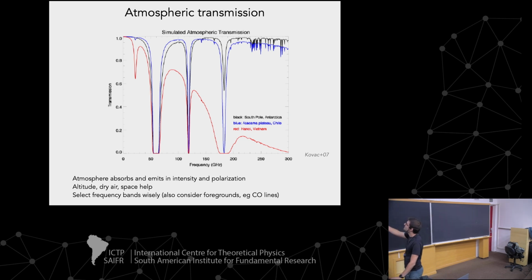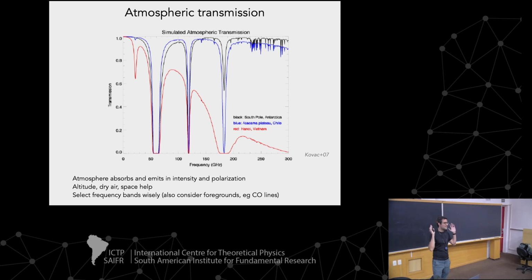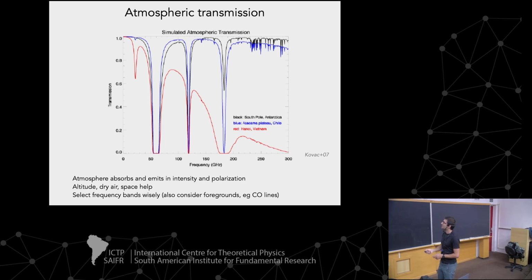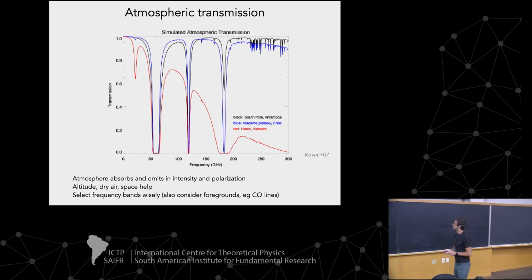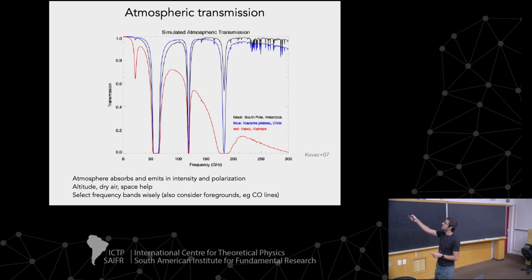What you want in this plot is the transmission as close to 1 as possible, so that as much of the CMB light as possible can go through the atmosphere and reach you. And you can see that when you go from somewhere on the ground to somewhere at high altitude or at the South Pole, you get very big differences in your atmospheric transmission. So if you want to observe the CMB, it helps to be at high altitude. It helps to have very dry air. The reason for this is that the water molecules in the atmosphere are a big part of the absorption. And of course, if you can get all the way above the atmosphere, that's even better.